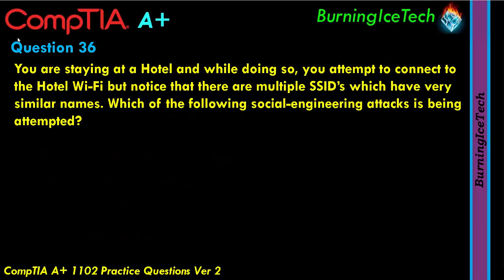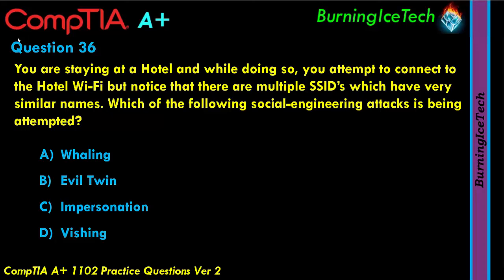Question 56. You are staying at a hotel, and while doing so, you attempt to connect to the hotel's Wi-Fi, but notice that there are multiple SSIDs which have very similar names. Which of the following social engineering attacks is being attempted? Now, if you don't remember what an SSID is, folks, that is the name of the Wi-Fi. So at this hotel, if you go onto your laptop, your phone, or your tablet and search for possible hotspots to connect to, those are the SSIDs. When you're searching for these wireless networks, you'll notice their names are very much the same. Some of them might even be identical. Sometimes companies do that on purpose, but if this is an attack, which seems to be the case, what would we call this type of attack?